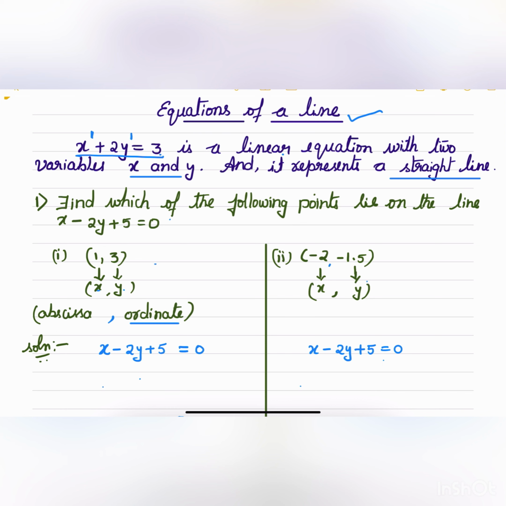Let us start our first numerical. Find which of the following points lie on the line x - 2y + 5 = 0. The points are (1, 3) and (-2, -1.5). In this, 1 is the x coordinate and 3 is the y coordinate, and the x coordinate is called the abscissa and the y coordinate is called the ordinate. Now in this, -2 is the abscissa and -1.5 is the ordinate.